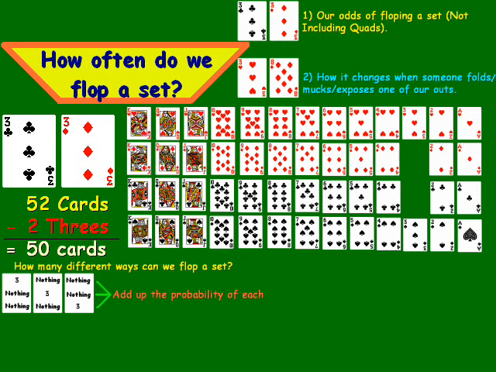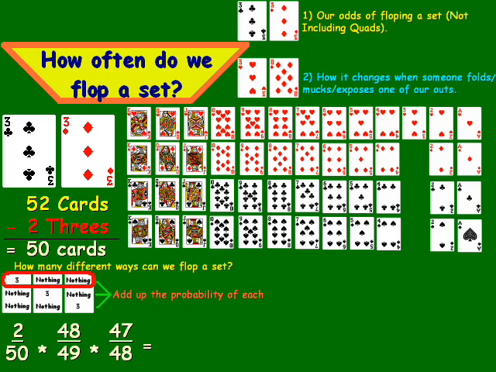Let's take a look at the first component, the 3-0-0. The 3 part is basically 2 divided by 50, and those are the 2 threes that we could flop a set with. The second component is the nothing component, which is going to be 48 out of 49. We've got to remember to subtract the 3 because we're assuming that we've already flopped the set. And then the third component is going to be 47 out of 48, which is basically the third nothing component. So we take out another card there, so we'll take out the deuce.